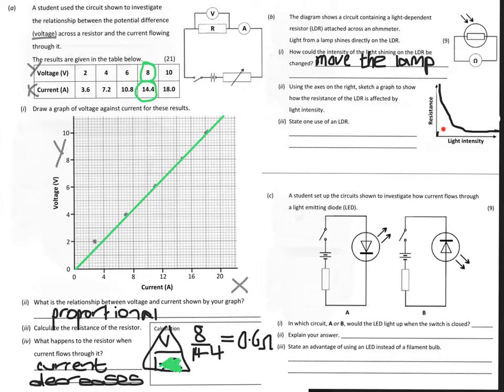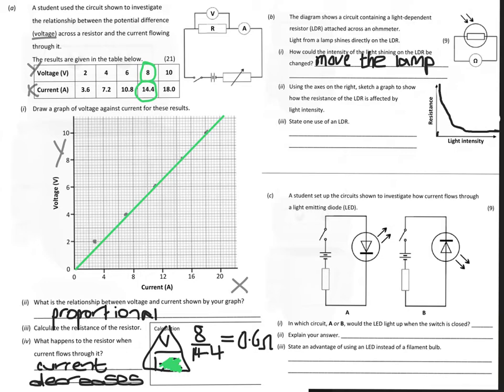So you can see here that there's not much light intensity here, which means we have a high resistance. But as the light intensity increases, the resistance starts to drop and gets lower and lower and lower. So the more light an LDR gets, the lower the resistance.